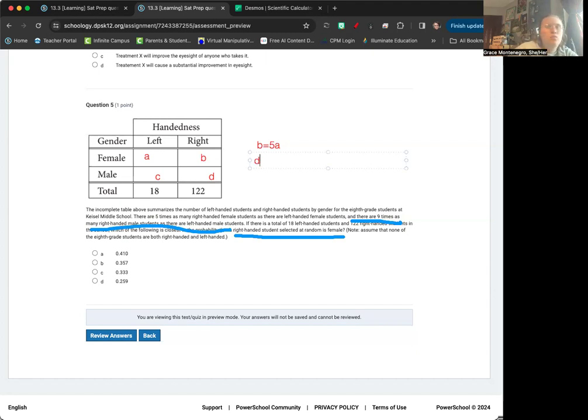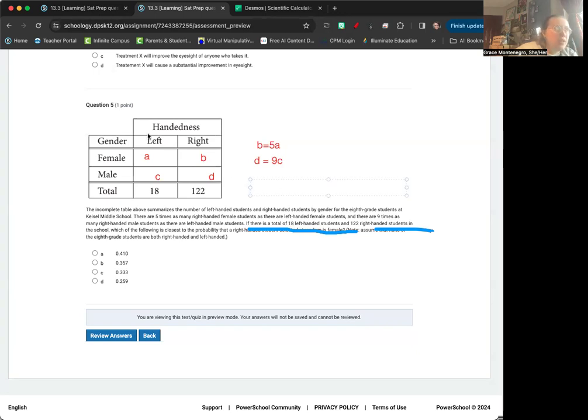D, right? I swap out right-handed male students for D. I swap out is for equals. And I swap out left-handed male students for C, and I put in the 9 times. Cool, we are getting somewhere. All right, so now we're going to use this sentence to write another equation. 18 left-handed students and 122 right-handed students.